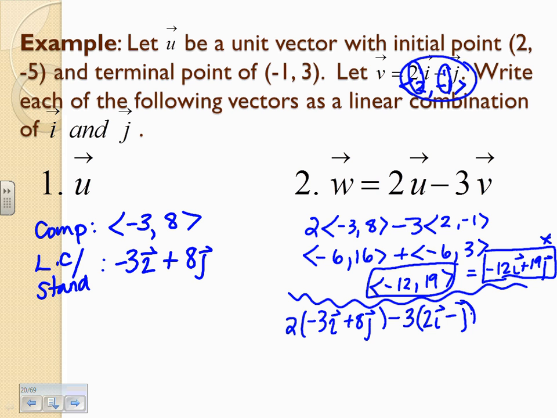Okay, try the last one by yourself. Negative 12i plus 19 vector j. On that last one, you could memorize the formula, but a better idea in math is to just draw a picture, so you don't have to memorize another formula.